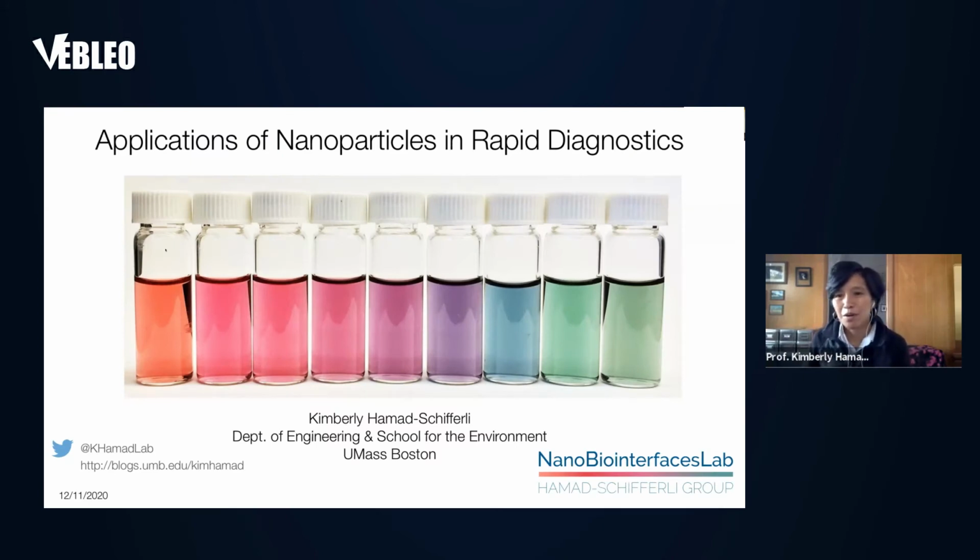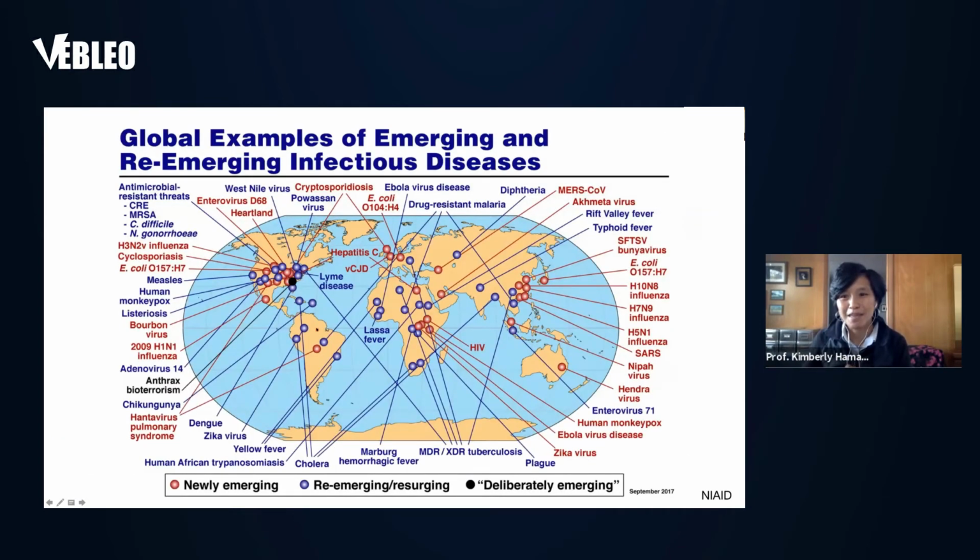I'm just going to talk about our work using nanoparticles for rapid diagnostics. And so we are all highly familiar with infectious diseases because we're all personally impacted by COVID-19. But I do want to remind everybody that infectious disease is a global problem even before COVID-19 hit us. So this is a map from the National Institutes of Health, from the NIAID, showing the number of infectious diseases that are currently a problem in the world. And remember, this is pre-COVID-19.